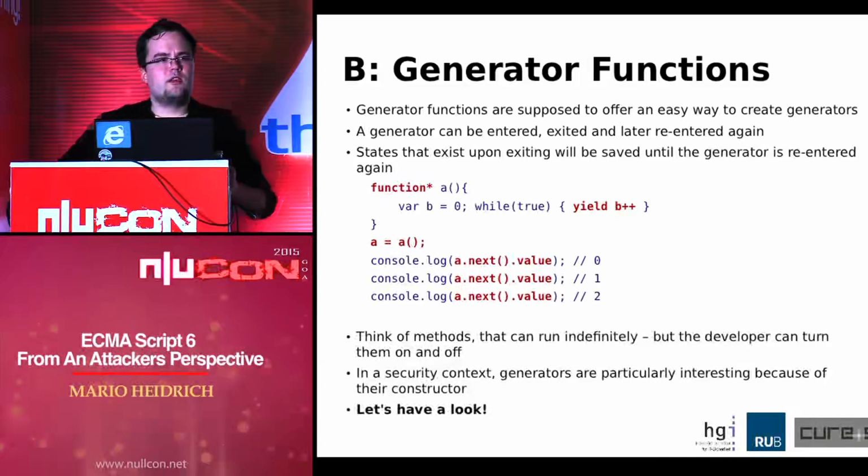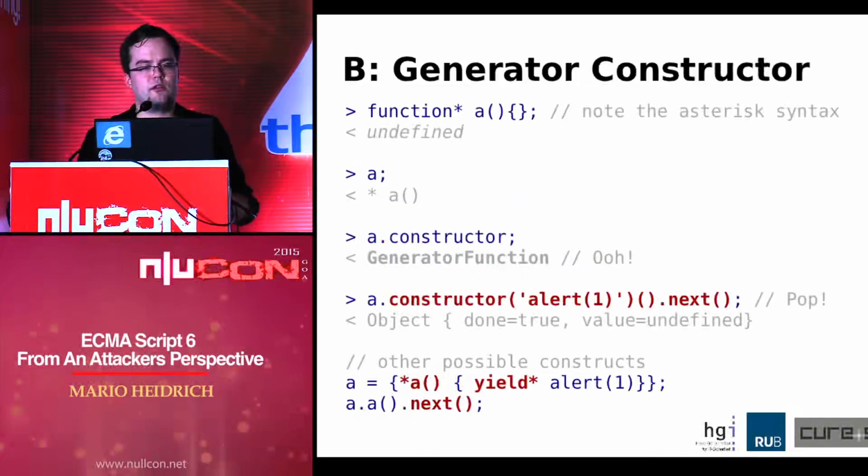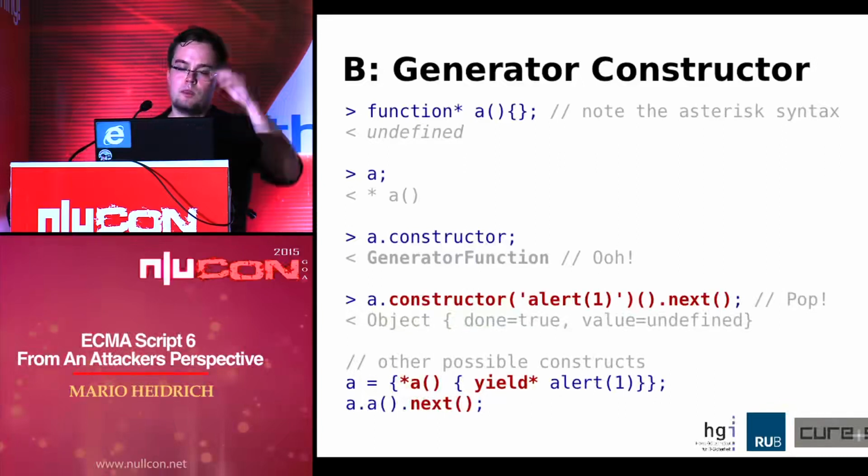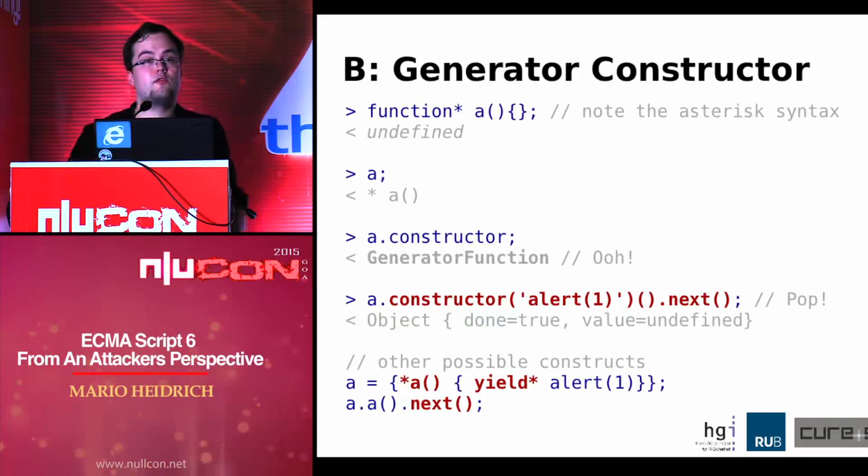The interesting thing here is that we have a syntax extension. We don't say function space label parentheses curly anymore, but function asterisk space label parentheses curlies, which is kind of new. What is also new is that those functions do not use the function constructor as their basic object, but use the generator function constructor.